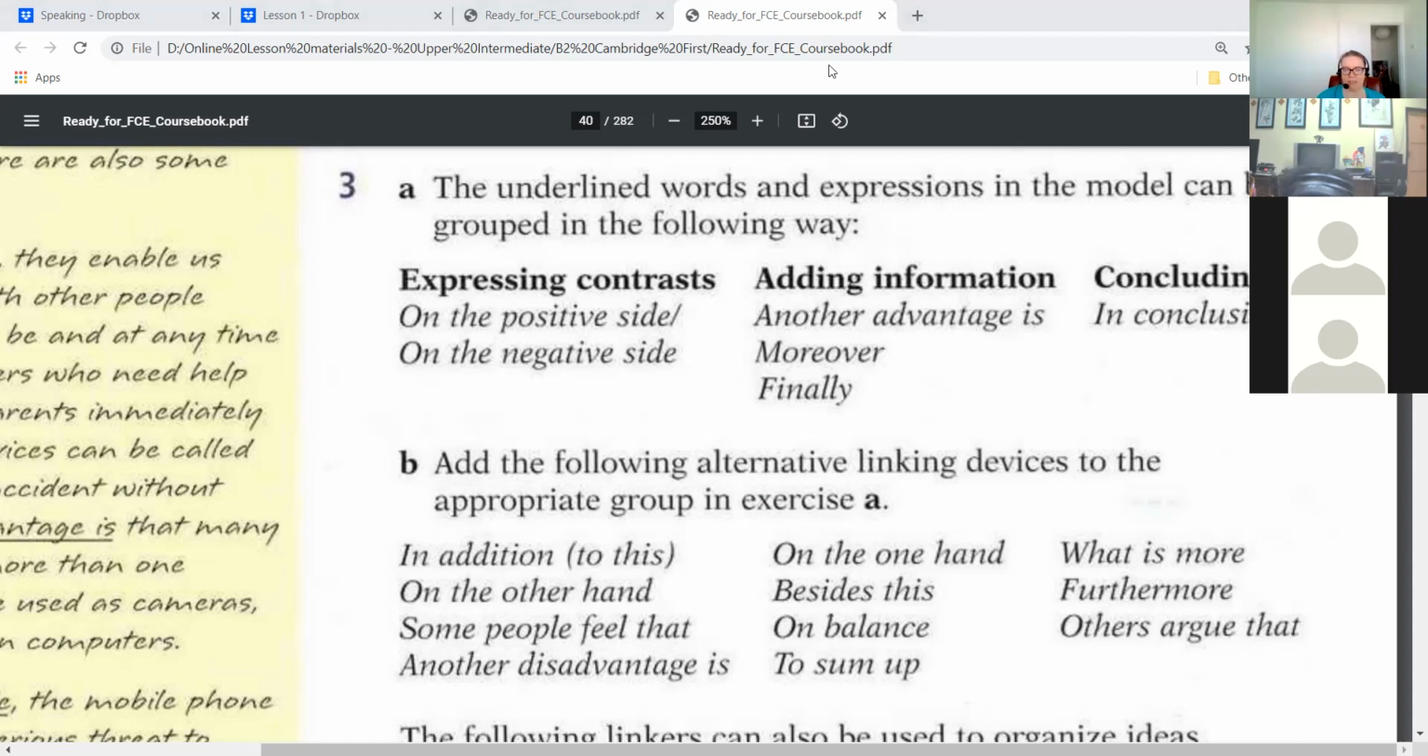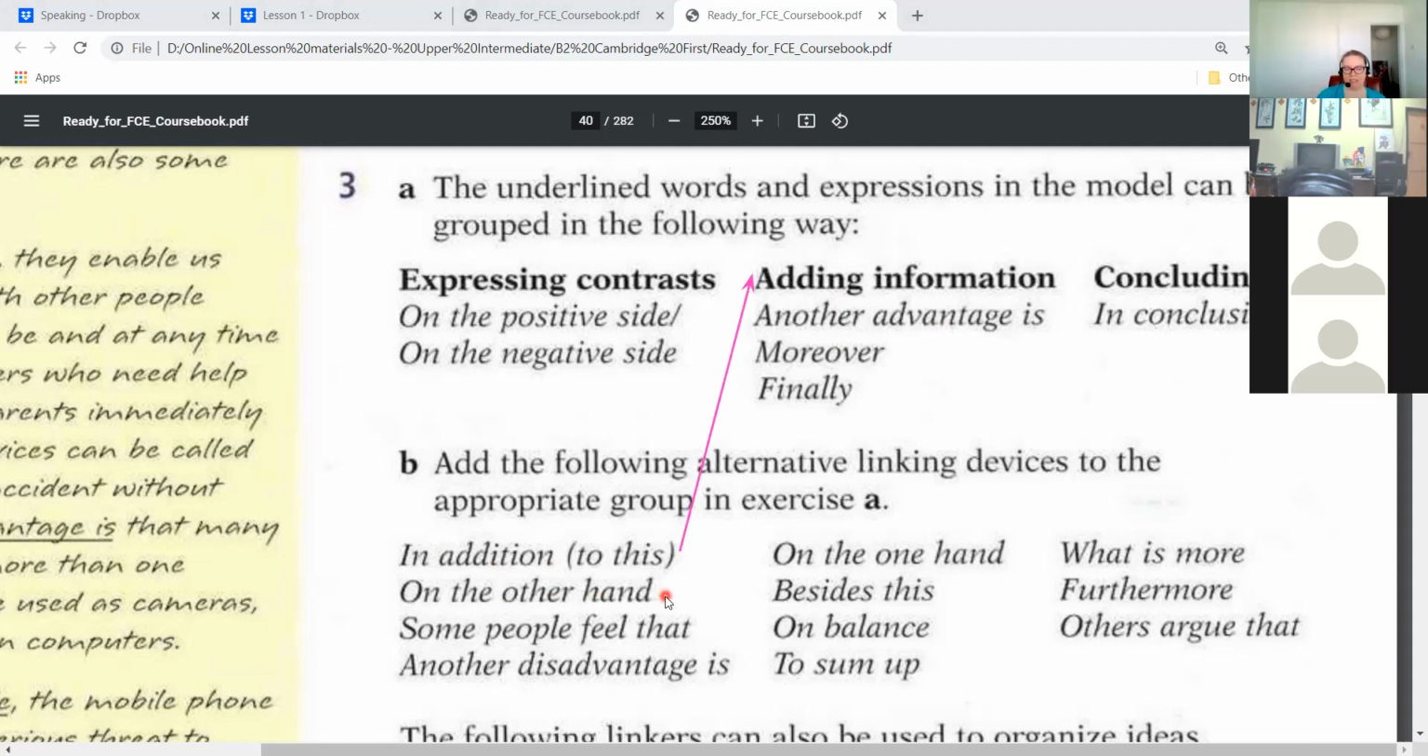Okay, so you have the right answer. So in addition, adds more information, okay? Everyone? So in addition, adds more information. All right, what about the next one?